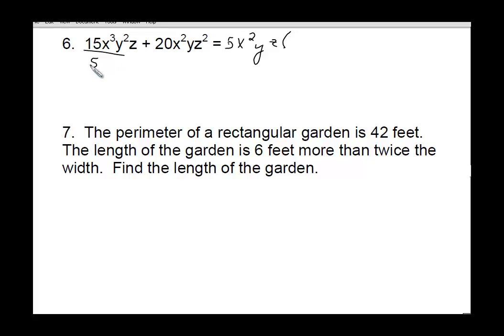When you divide each by 5x squared y, you end up with 3. 15 divided by 5 is 3. x, y, z, plus 4. x squared over x squared is 1, y over y is 1, so you have z squared as your last term.